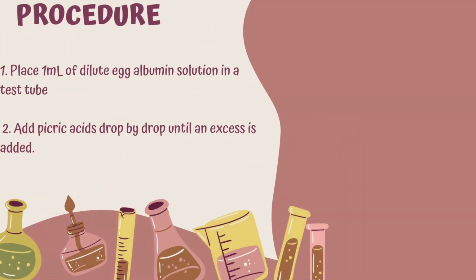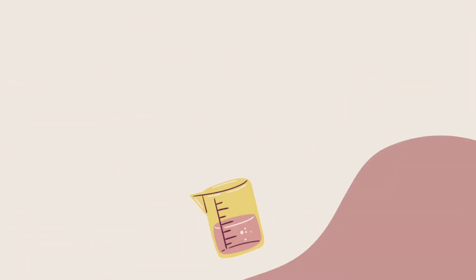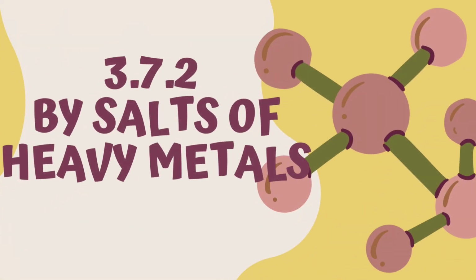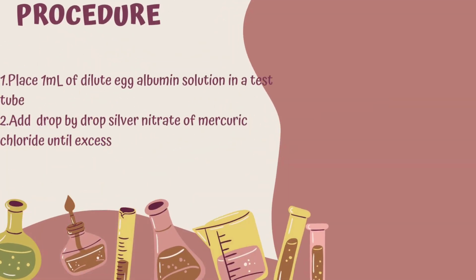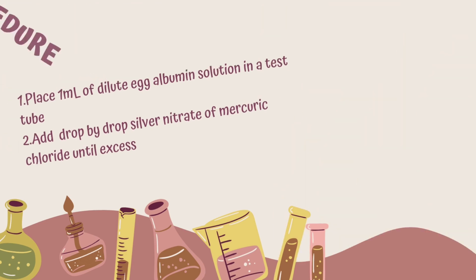Procedure. Step 1. Place 1 ml of diluted egg albumin solution in a test tube. Then Step 2. Add picric acid drop by drop until in excess. Procedure. Step 1. Place 1 ml of diluted egg albumin solution in a test tube. Then add drop by drop silver nitrate or mercuric chloride until in excess.